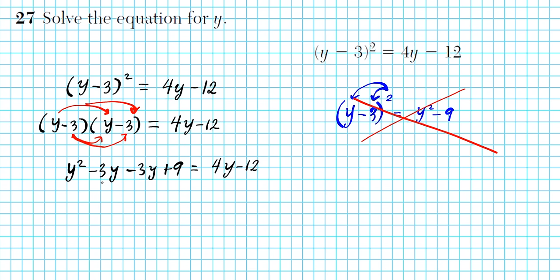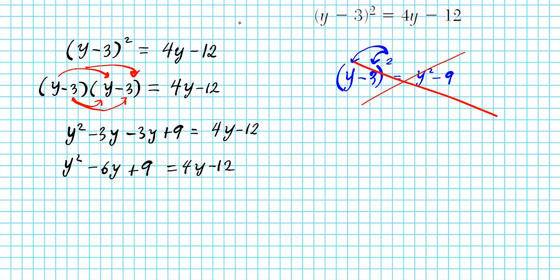Okay, well, let's combine like terms here. We can combine these two. We have y squared minus 6y plus 9 equals 4y minus 12. So we want to put it in standard form. We want to set it equal to 0. Subtract 4y from both sides. And then the 12, how do we take care of that? Minus 12, you do the opposite, right? Add 12 to both sides. So that gives us y squared, same sign, you add and keep the sign, minus 10y plus 21 equals 0.